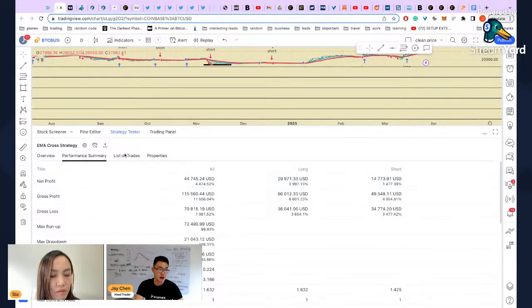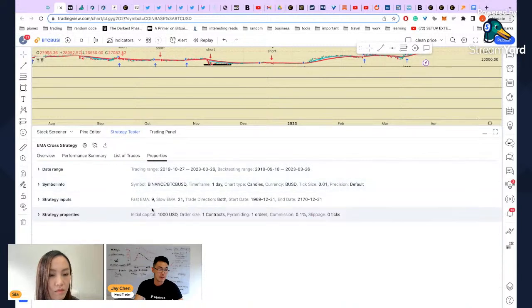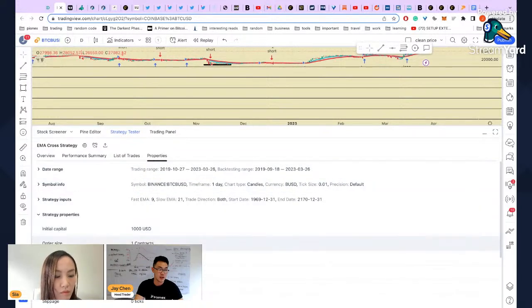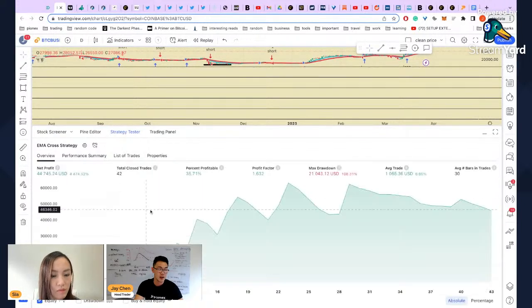So if you started off with $1,000, and I'm just trading one contract of Bitcoin with 0.1 commission, right? With $1,000 over the period of 3 years, you would have made almost 50,000 in profits. That's a 4,474% return. That's pretty good. And I only had a win rate of 35%.